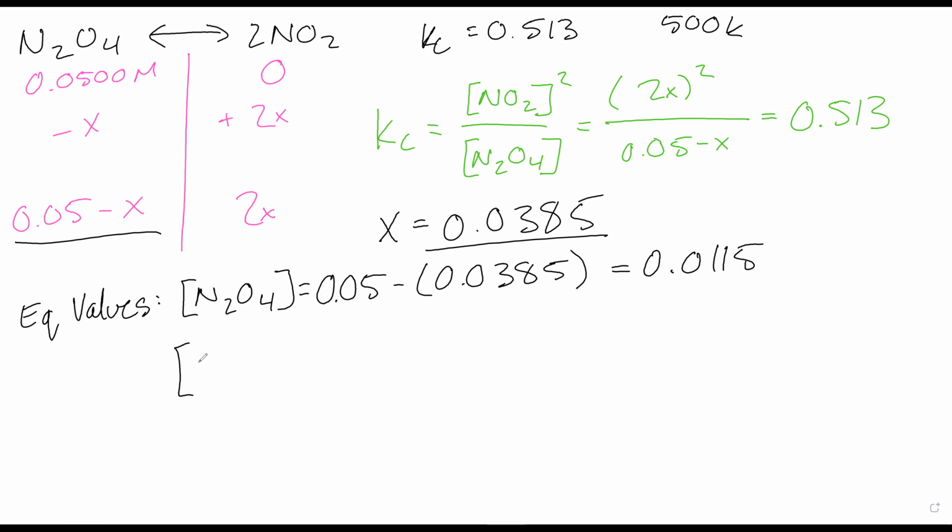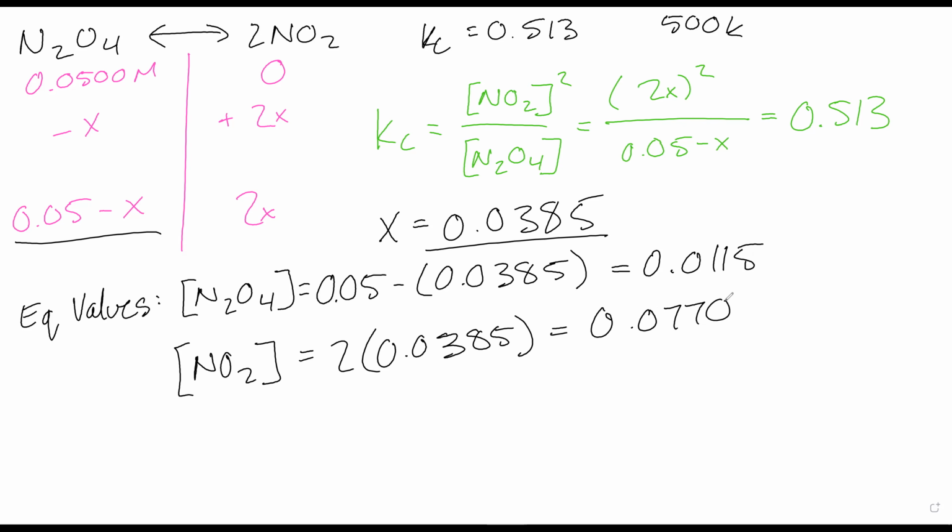The concentration for NO2 is going to be 2 times x, which equals 0.0770. And these are your final equilibrium concentrations. Does that make sense? Yeah, it makes sense.